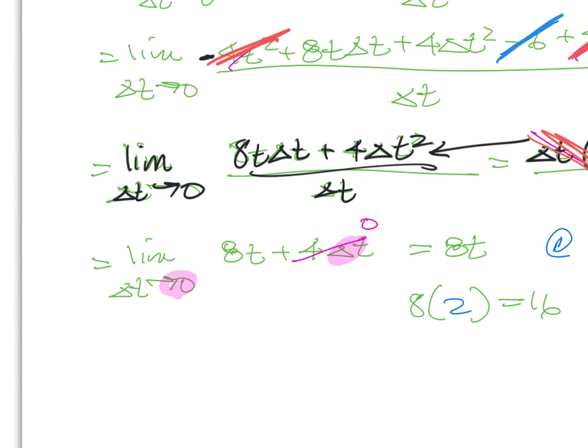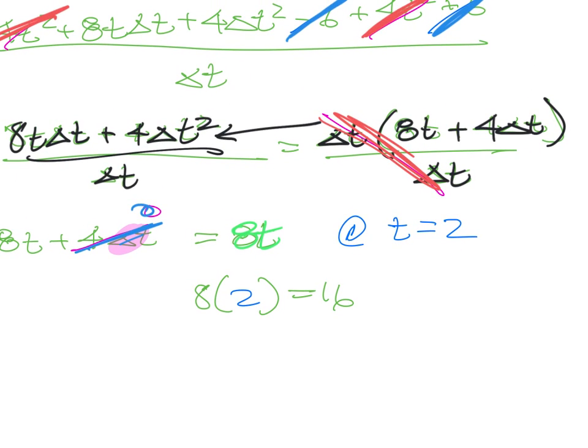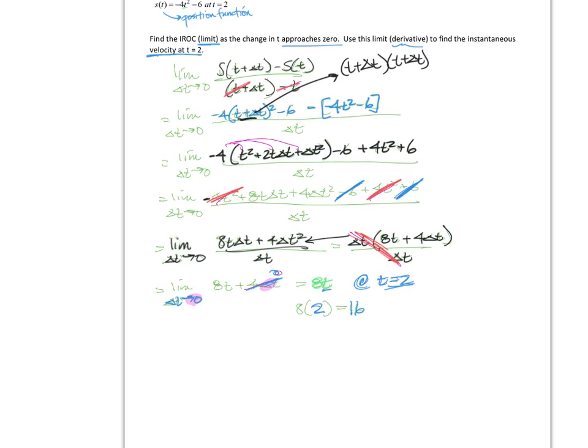So now, we have the limit as delta t is headed to 0. So right here, we can see that when we plug in 0, that term is 0. So we end up with the 8t, the function 8t. The last part of this is we want to know what it is when t is equal to 2. We plug that 2 in for the t, and we end up with 16.